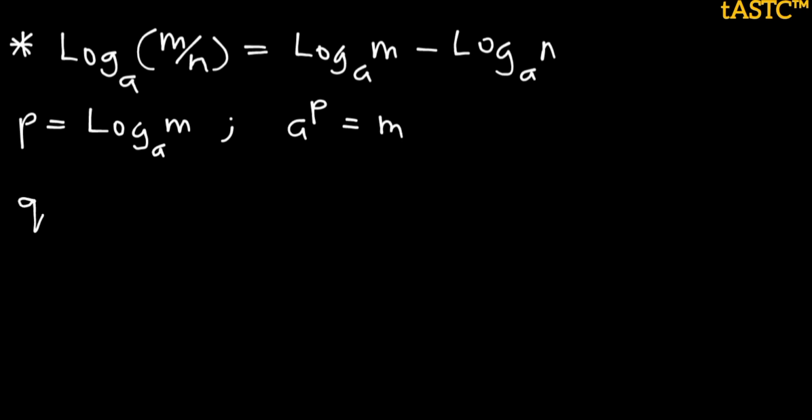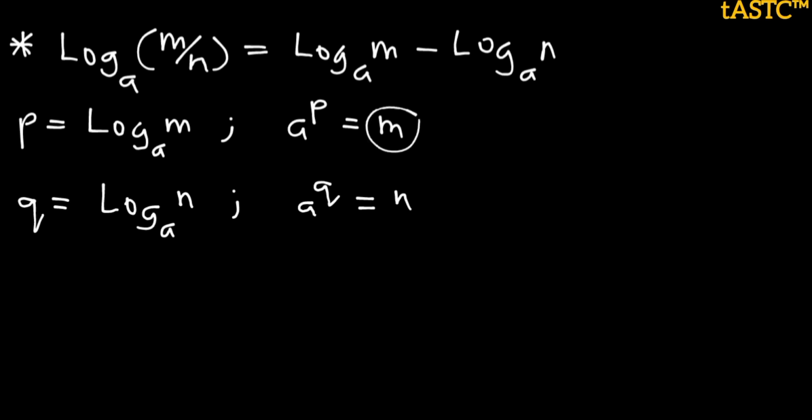Now let's try to make the other one q. So we have log to the base a of n, that is equal to q. And so expressing it in exponential form, you're going to have a to the power of q, and that will be equal to n. Now, as you well know, we actually have m divided by n. So this is going to be m divided by n.